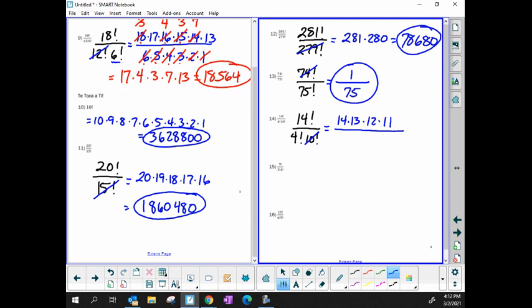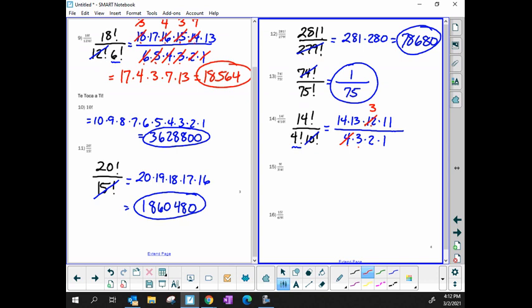But we're not done because we still have 4 factorial on the bottom. So that I'm going to write out. 4 times 3 times 2 times 1. And then what I'm going to do is look for numbers on the bottom that go into numbers on the top so I can simplify it some more. Does 4 go into any of the numbers on top? Yeah, 4 goes into 12. So the 4 cancels out and I divide. 12 divided by 4 leaves me with a 3.